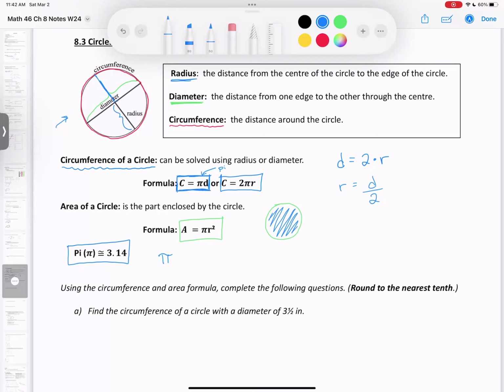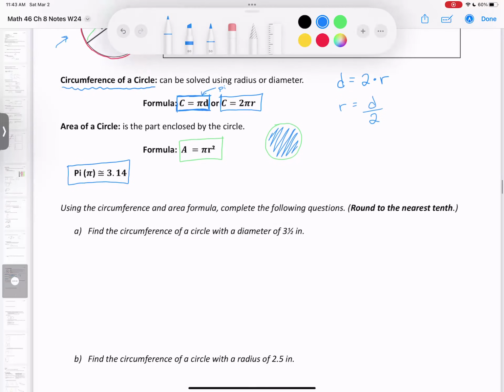So I've got 3.141592654. Pi goes on forever and ever. So even though I've got 9 decimal places here, I'm actually still dealing with an approximation. So do try to find that button on your calculator because it will make your work even more exact, and I'm happy to help you find that as well. So let me know if you need some help with that.